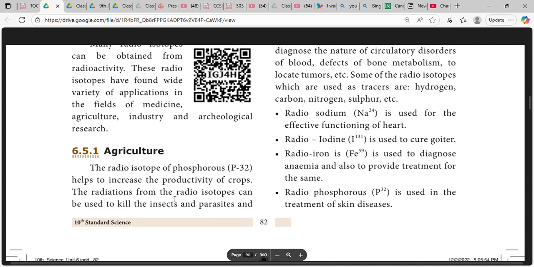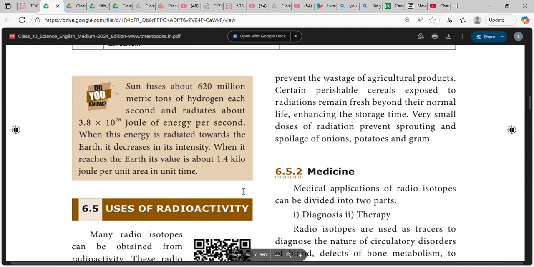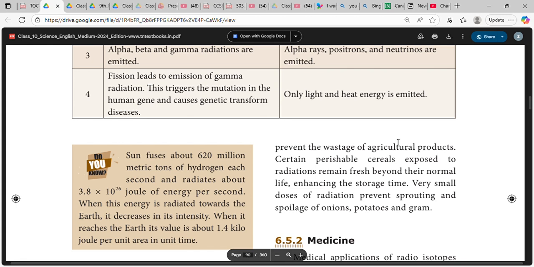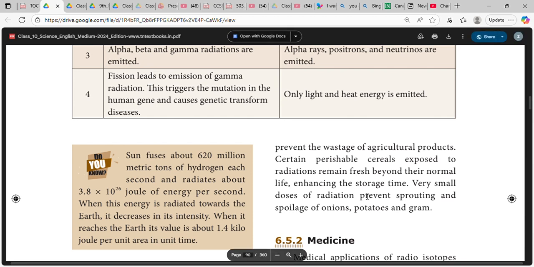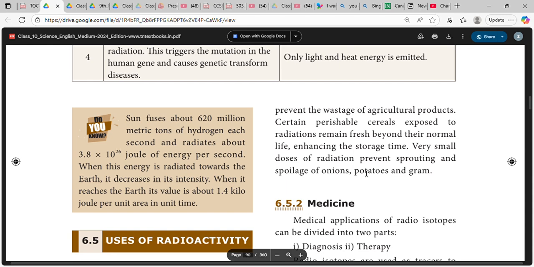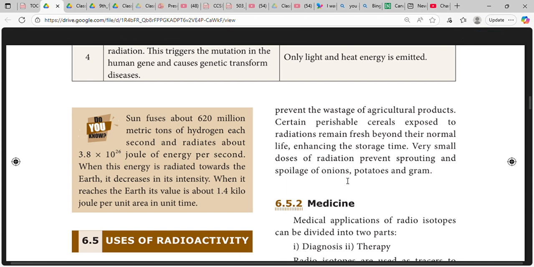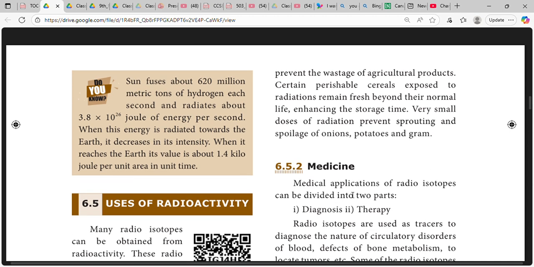The radiations from the radioisotopes can be used to kill insects and parasites and prevent the wastage of agricultural products. Certain perishable cereals exposed to the radiations remain fresh beyond their normal life, enhancing the storage time. Very small doses of radiation prevent sprouting and spoilage of onions, potatoes, and gram.